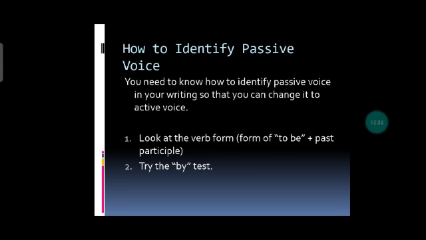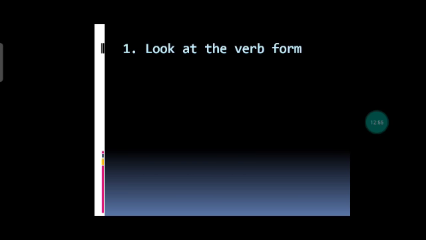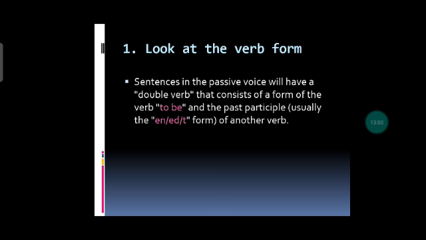How to identify the passive voice? You need to know how to identify passive voice in your writing so that you can change it into active voice. Look at the verb forms: a form of to be plus the past participle. Try the by test. Look at the verb form. A sentence in the passive voice will have a double verb that consists of a form of the verb to be and the past participle, usually the en, ed, or t form.